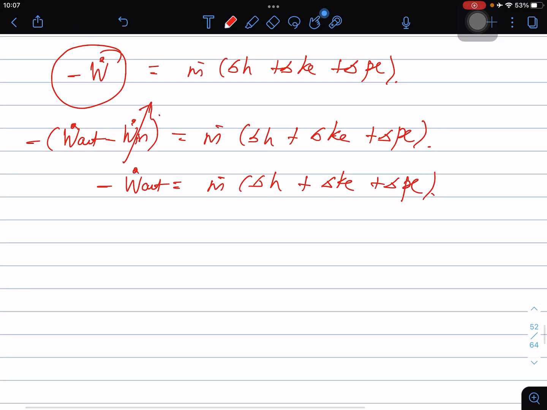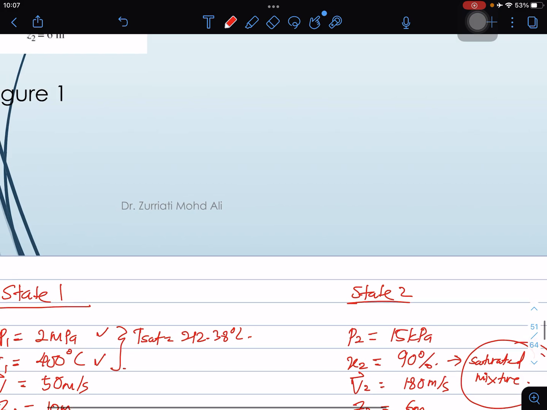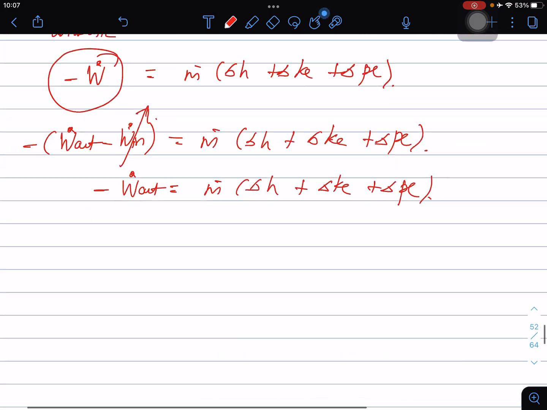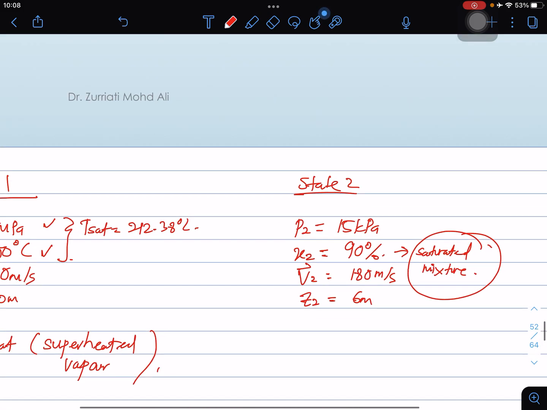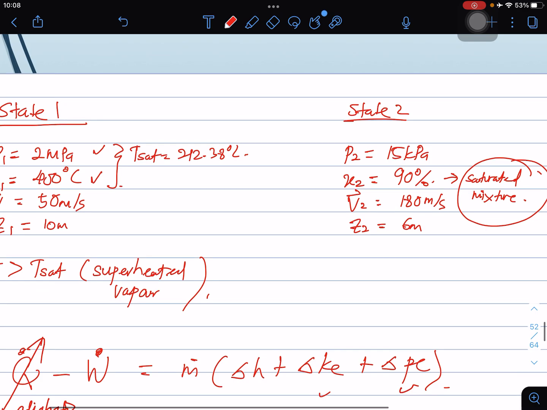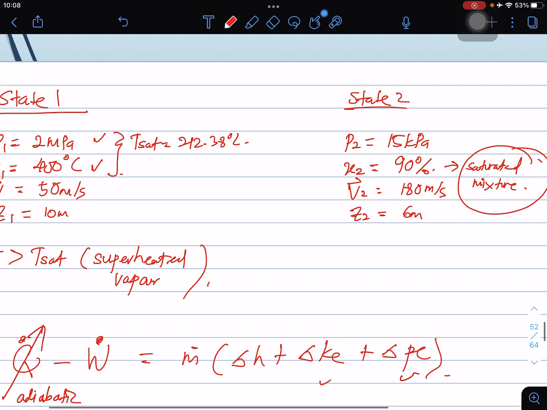Now, since the equation asks for delta H, KE and PE, we can use delta H, which is equal to H2 minus H1, the final enthalpy minus the initial enthalpy. In order to get this, you need to name each of these properties first, then you can get the values of H1 and H2. We already named state 1 and state 2 here: state 1 is superheated while state 2 is a saturated mixture.